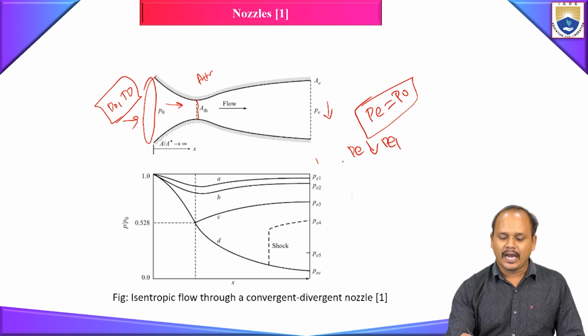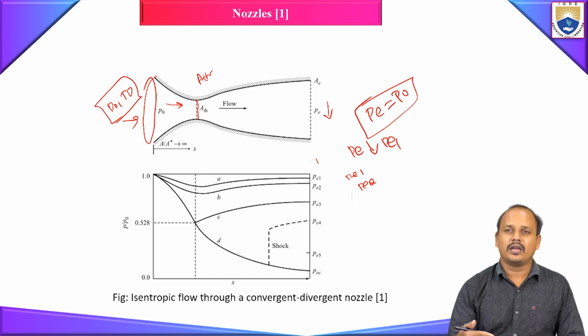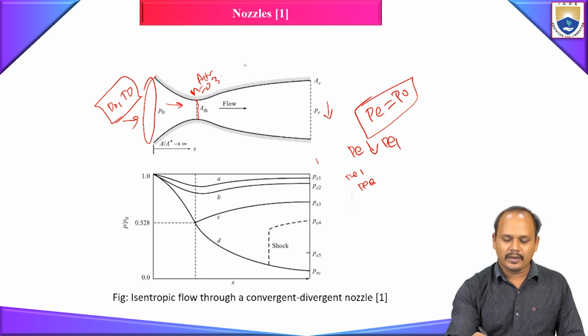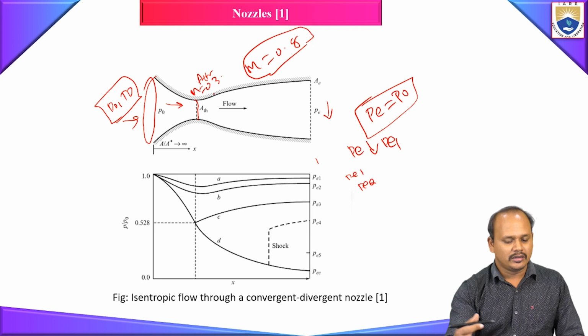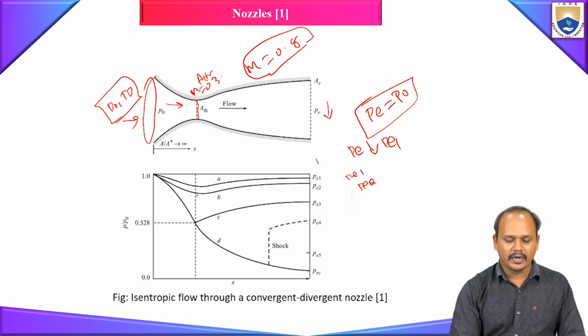Now, let's say I'm going to reduce my pressure from PE1 to PE2. By reducing the pressure further, I'm creating even more pressure difference between the inlet and exit. So what will happen? Initially, let's say I had M equal to 0.3 at the throat location for PE1. Now M will achieve, let's say, around 0.8. So 0.8 means once again your flow is subsonic. The subsonic flow entering the divergent section, once again, will be decelerated, right?